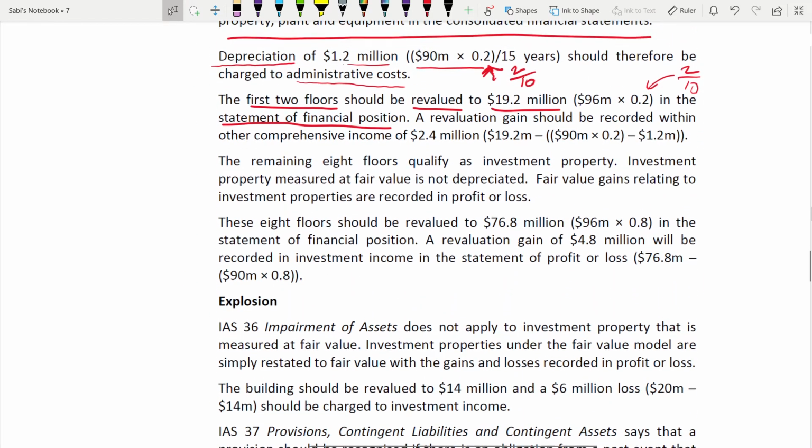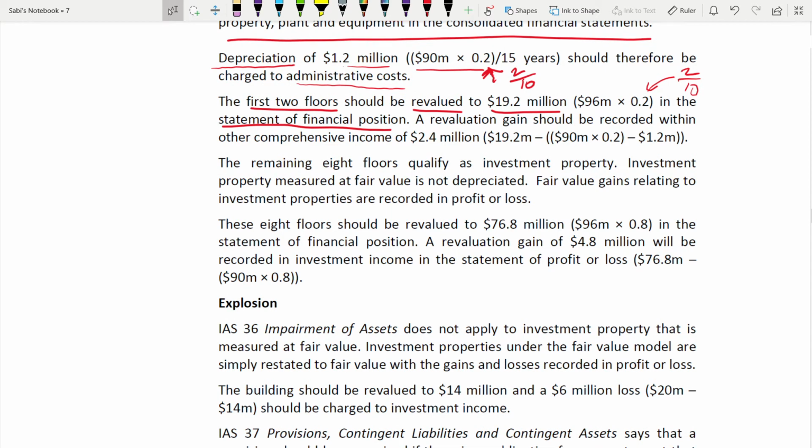So now we know how 19.2 comes out of that fair value of 96. Okay. Now a revaluation gain should be recorded in OCI. Where does the revaluation gain go? Please answer me this question. Revaluation gain goes in OCI.